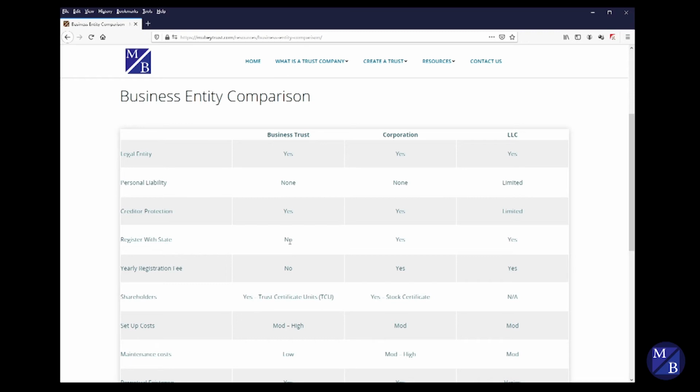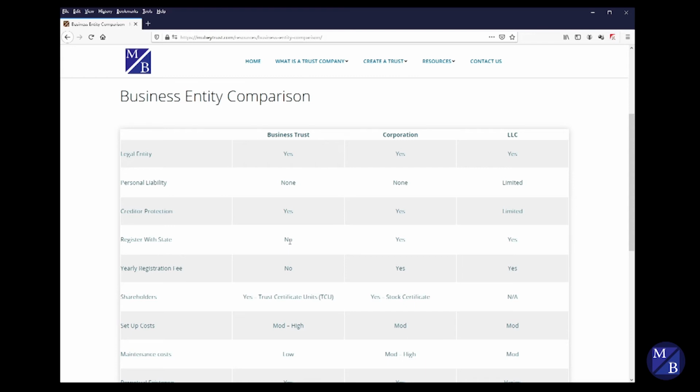With a business trust, you can have shareholders. They don't call them shareholders. They're called trust certificate units or interest units that represent a stake or an interest in the business trust.